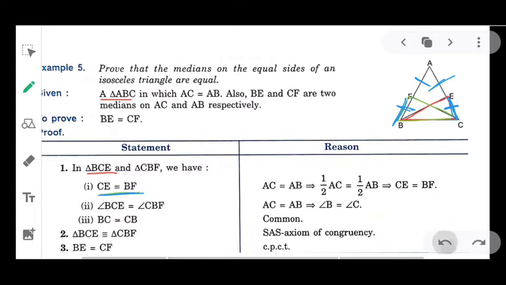Then angle BCE equals to angle CBF. Angle BCE, this one, equals to CBF, because AB equals to AC, that is given in the question. Now we already know that the angles opposite to equal sides are also equal. So angle B equals to angle C. Clear? Then BC equals to CB. This BC is common.